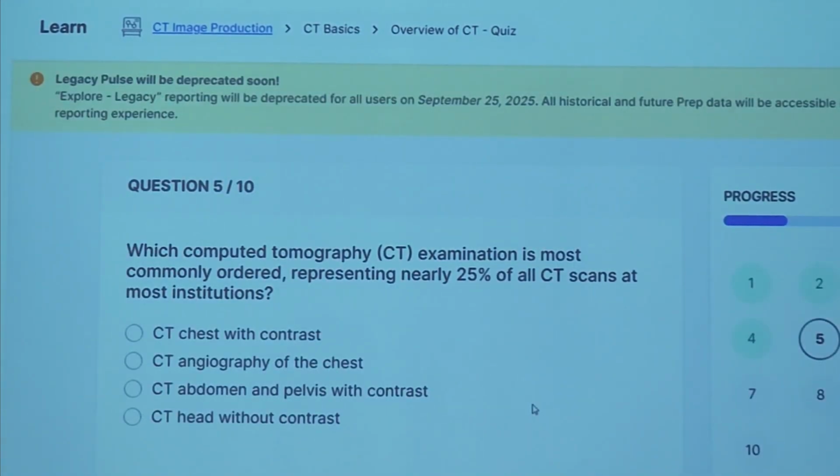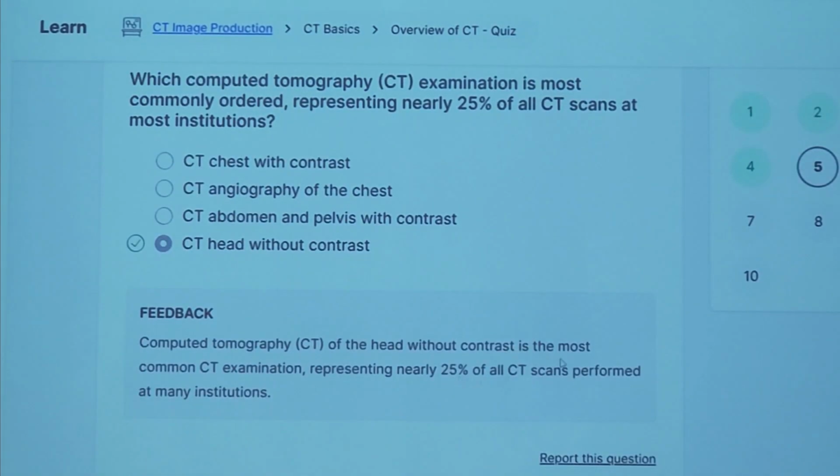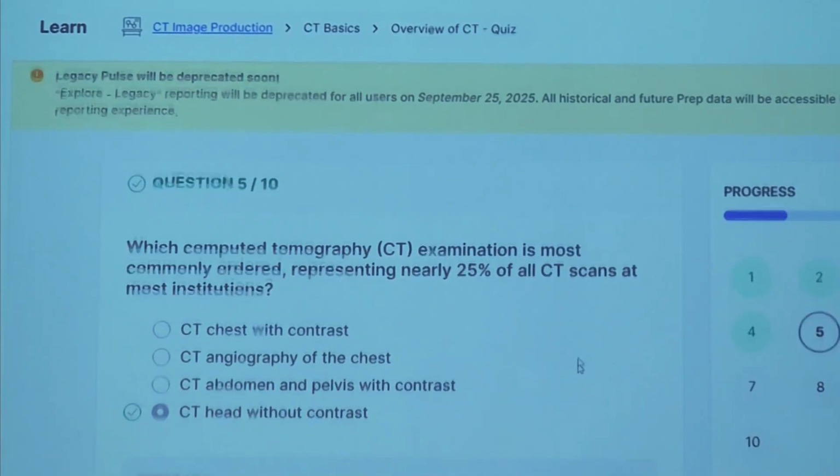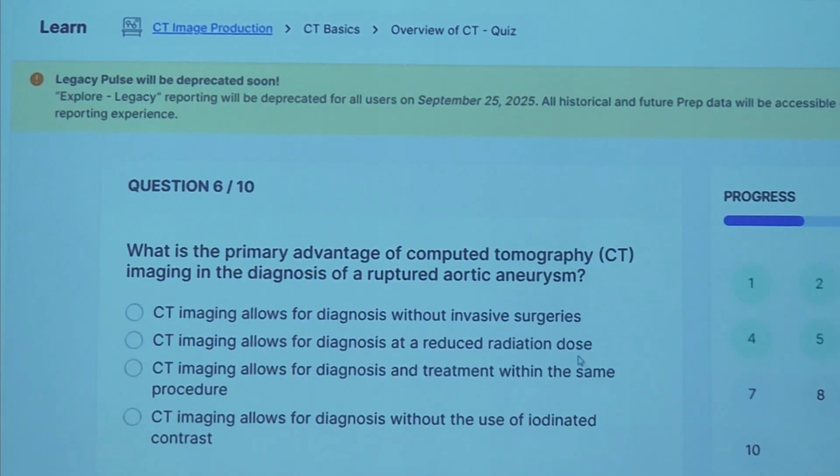Which computed tomography examination is most commonly ordered, representing nearly 25% of all CT scans at most institutions? The head without contrast. Perfect. Yep, we got that one. All right. Next one. What came in second? Can you remember? The abdomen, Angelica, yes. With contrast or without contrast? With contrast. Perfect.